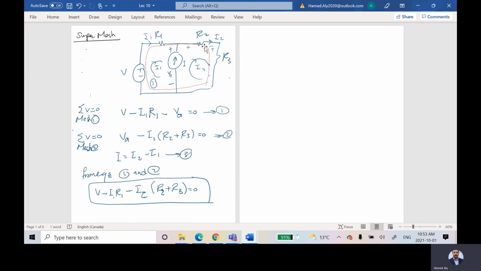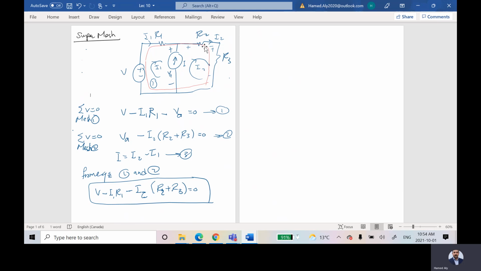Again, what is the meaning of super mesh? I have two different meshes. In between, they are sharing a current source. Not a voltage source, a current source. So let us remember what I said for the node voltage method. What is the meaning of super nodes? Super node means I have two different nodes and in between there is a voltage source. A super mesh means I have two meshes and in between they are sharing a current source.